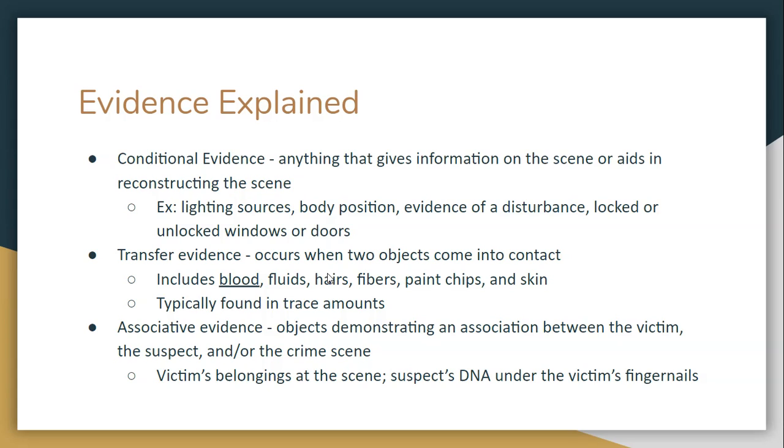And these typically are also going to be known as your trace evidence because they're found in very small amounts. And then associative evidence is something that demonstrates either an association between the victim and the suspect, or the victim and the scene, or the suspect and the scene. So the victim's belongings at the scene, the suspect's DNA underneath the victim's fingernails. These are associative evidence.